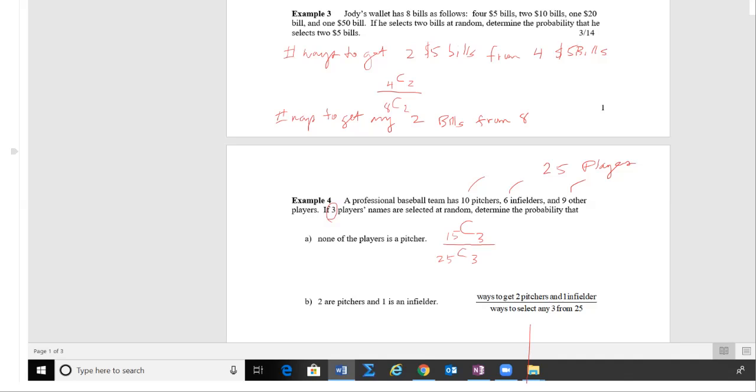One bill. So they're 2 different bills, even though we can't really tell the difference between them. If you get 2 5s, that counts as a selection.